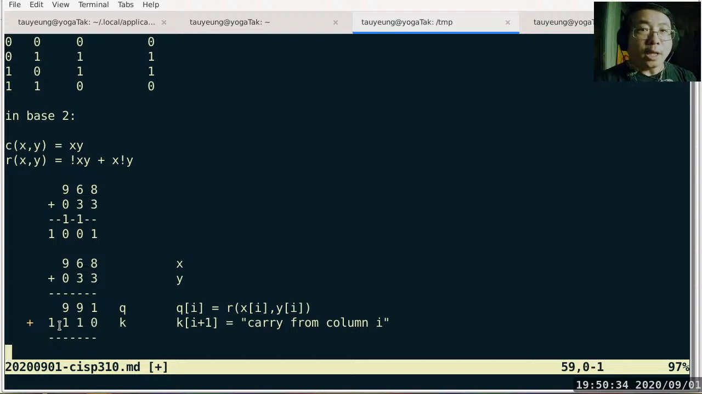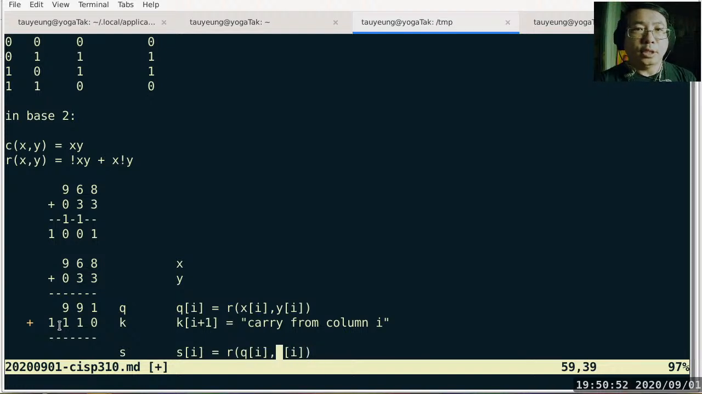All right, but we are not done yet, because we haven't really calculated the sum. As it turns out, the way we define the sum, S_i, digit i of the sum digits, is really just the XOR of Q_i and K_i.